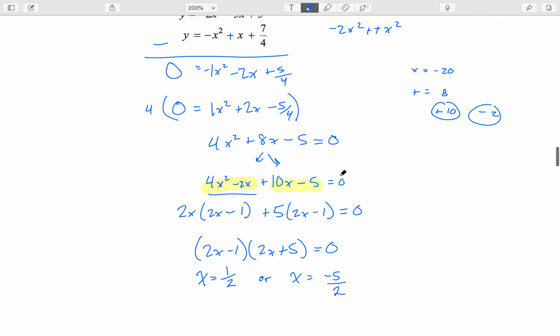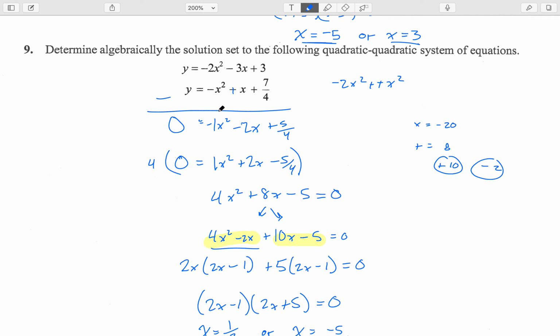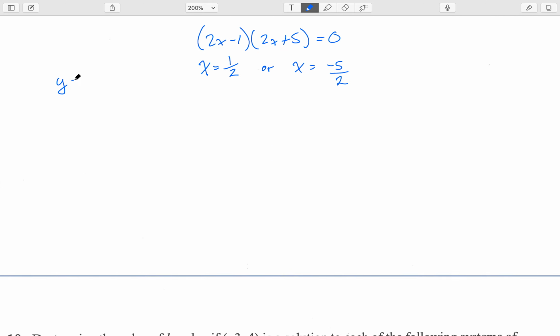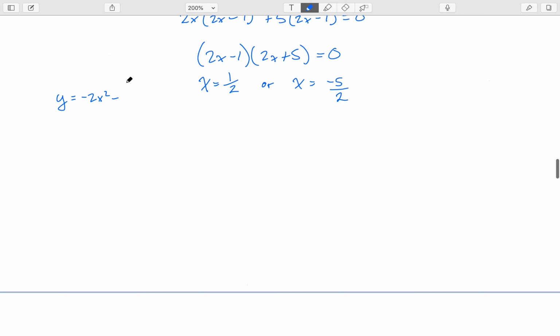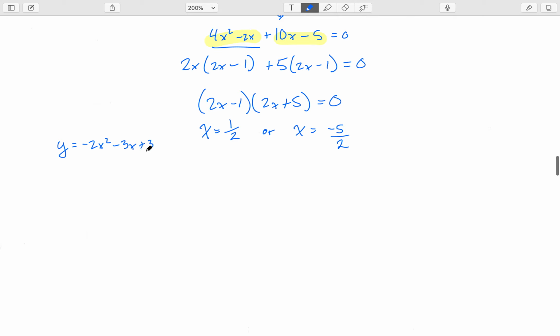So now that I have x, how do I figure out y? I have to plug it into one of these equations. Which one? Whichever one you think is easier. I'm going to go with the first one because it has no fractions. Let's do that. So y is equal to negative 2x squared minus 3x plus 3. And I'm plugging in 1/2. So negative 2 times 1/2 squared, half times a half is a quarter. Minus 3 times a half plus 3. So what do I get?